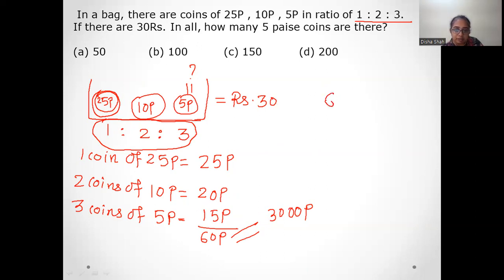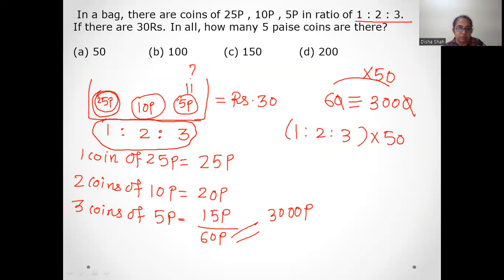ये कितना टाइम्स ज्यादा है? क्या रिलेशन है इन दोनों के बीच में? कैंसिल करेंगे तो दिस इज 50 टाइम्स मोर। इसका मतलब है कि ये जो रेशियो है उसको भी हमें 50 से मल्टीप्लाई करना पड़ेगा। क्वेश्चन किसका पूछा है? 5 पैसे का। तो हमने 5 पैसे में कितने कॉइन लिए थे? 3 कॉइन लिए थे। बट एक्चुअली में 5 पैसे के 3 into 50 कॉइन होंगे, which is equal to 150.